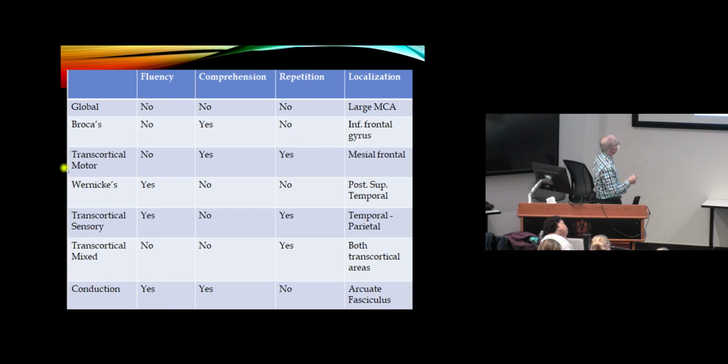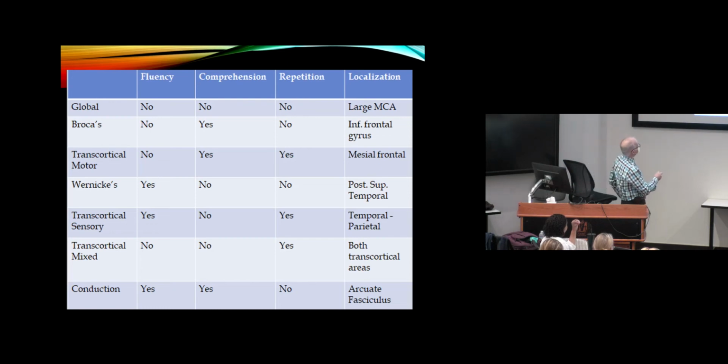Okay, so the transcortical motor, superficially you would think this looks like a Broca's aphasia. It's non-fluent. Wernicke's is intact, so they understand. But since Broca's area is actually intact in these patients, it's the area around Broca's that is affected, they do pretty well repeating sentences. So that's a distinction here with the transcortical motor aphasia. Mesial frontal, just think cortex around Broca's area.